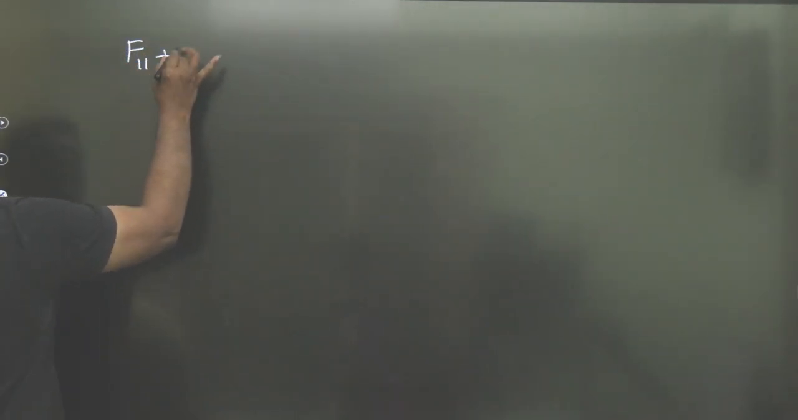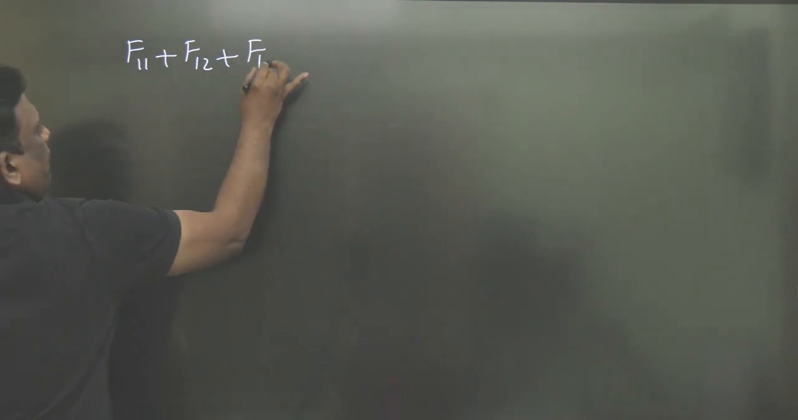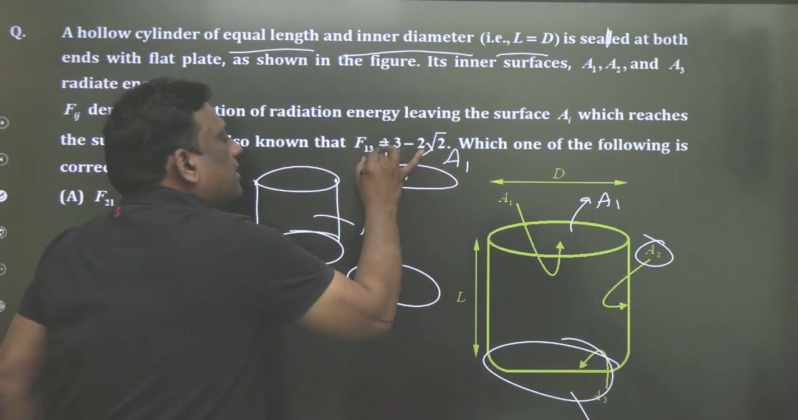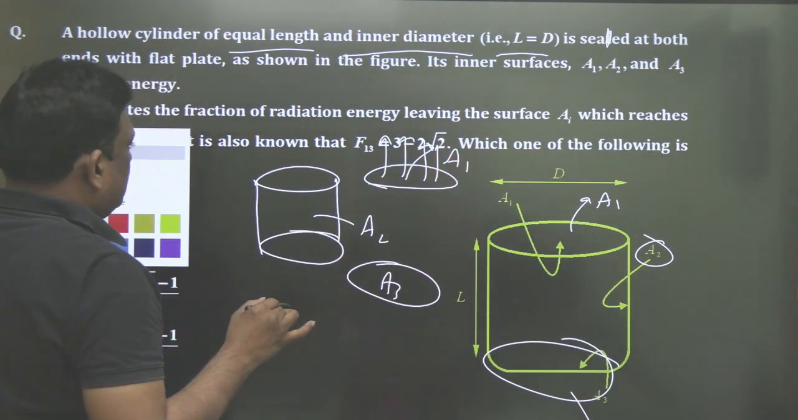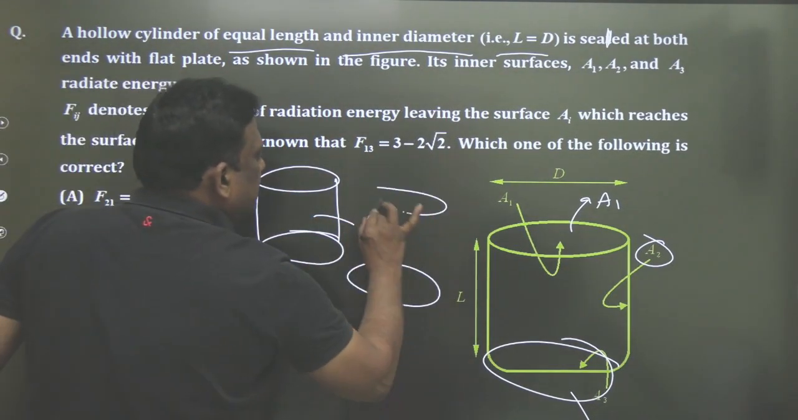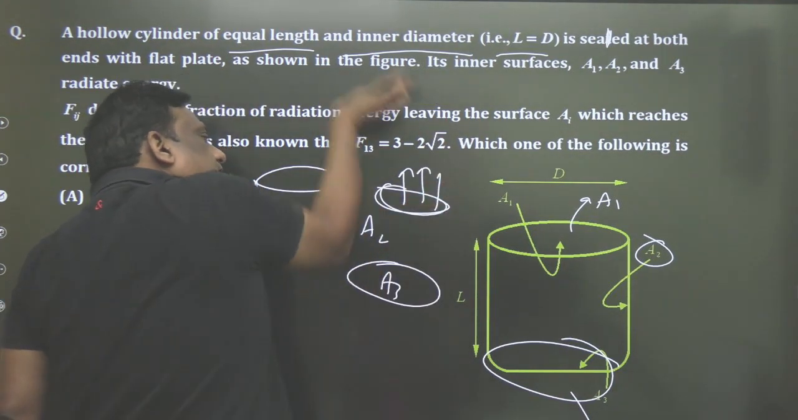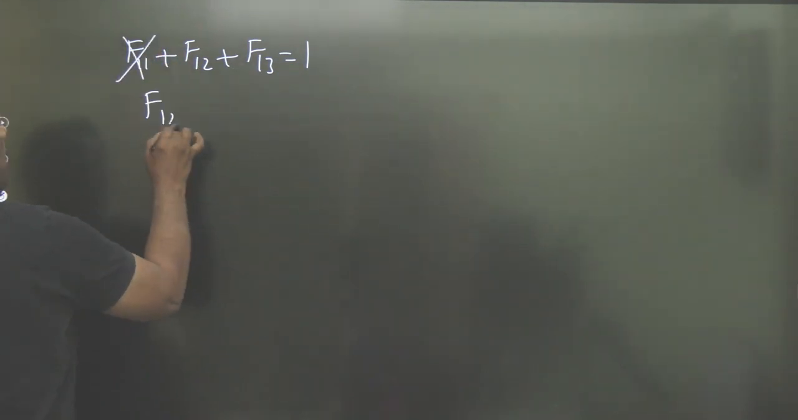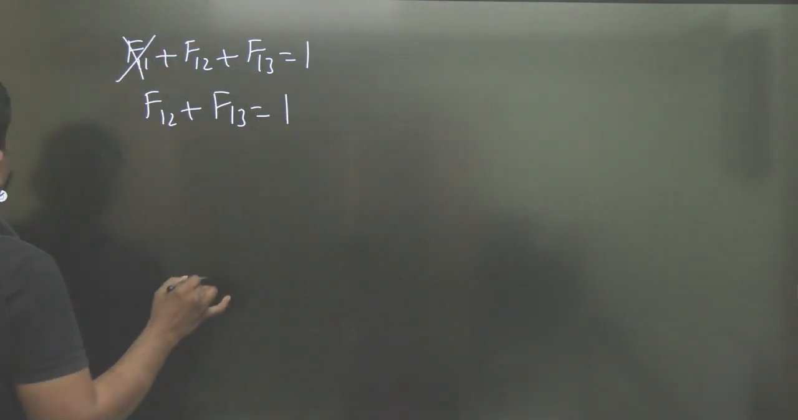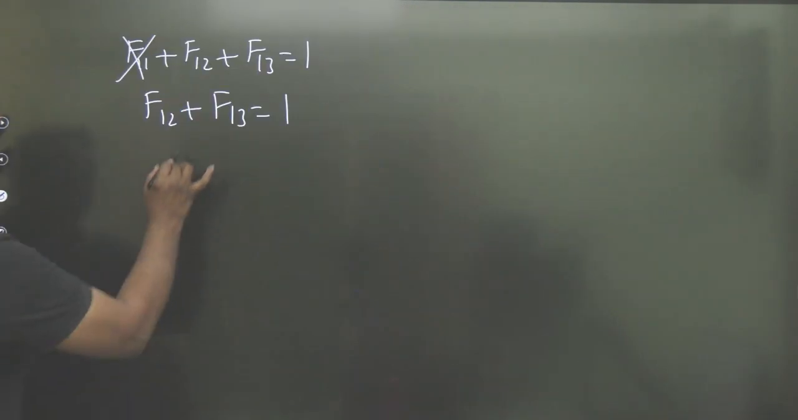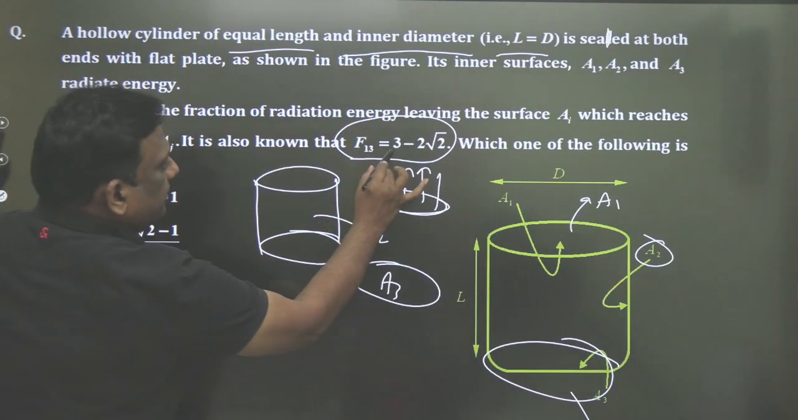Now, you know very well the summation rule: F11 plus F12 plus F13 is equal to 1. Can you tell me what is F11? It is a flat surface. So whatever radiation is emitted from 1, nothing is falling on itself. Everything is going to the other surfaces. So F11 is 0. So F12 plus F13 is equal to 1. I think something is given. F13 is given in the problem as 3 minus 2 root 2.